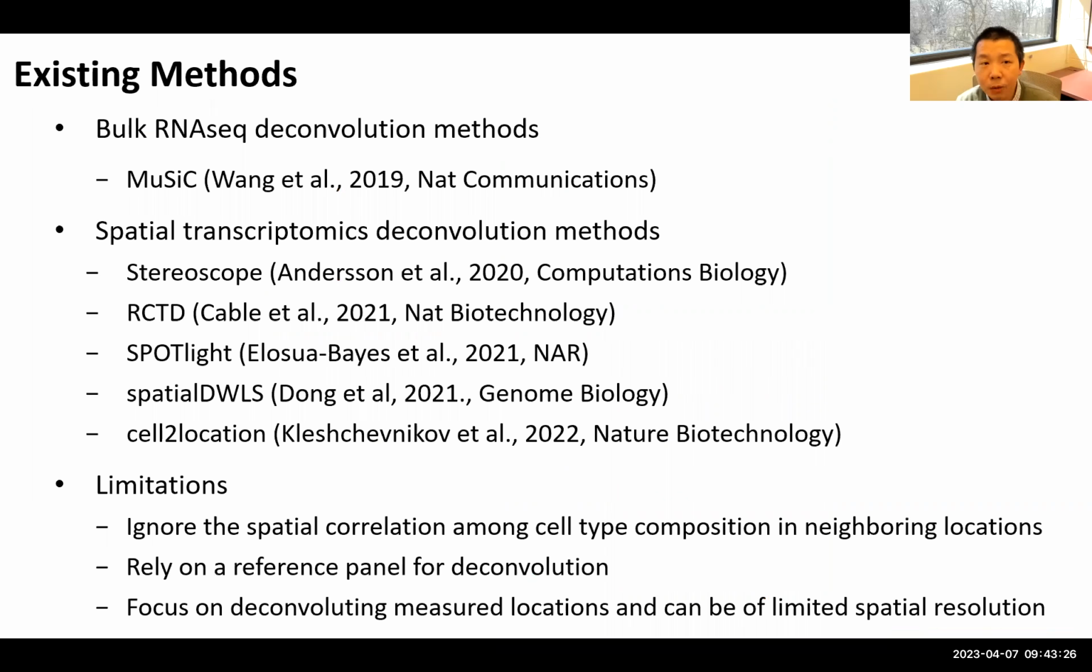When we first started the work, there was really only one method available for bulk RNA sequencing deconvolution. That's MUSIC.